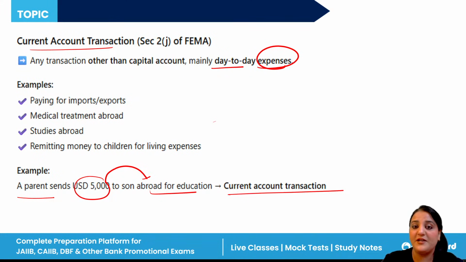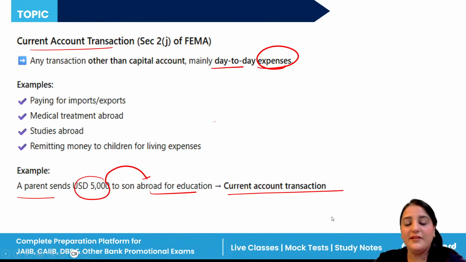What is the difference between a current account transaction and a capital account transaction? Any transaction that changes the liabilities and assets is called a capital account transaction. Any transaction apart from a capital account transaction is a current account transaction. Is that clear?